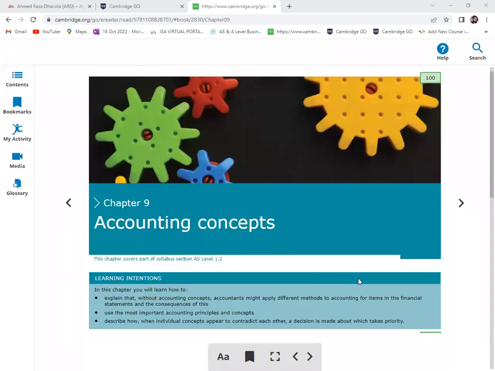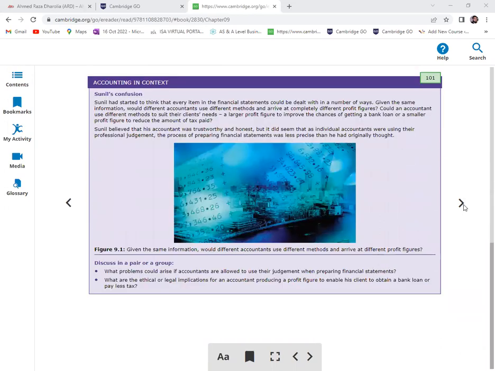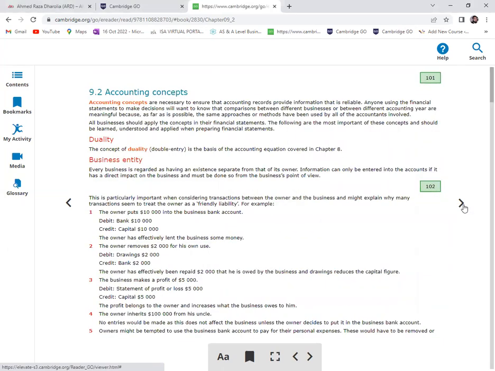Today our topic is a theoretical topic called accounting concepts. Today we will discuss this theoretical chapter, which consists of a number of accounting concepts. Remember one thing: the baseline for accounting is international accounting standards, and international accounting standards are based on some principles or concepts. These concepts are known as accounting concepts. Got my point? The first accounting concept is duality.